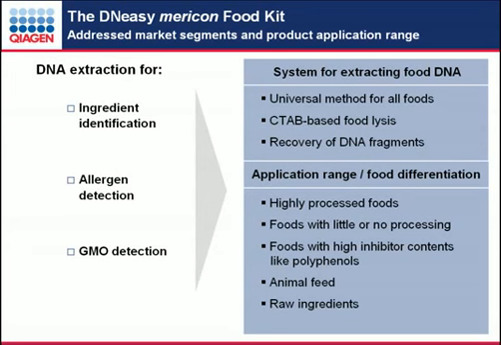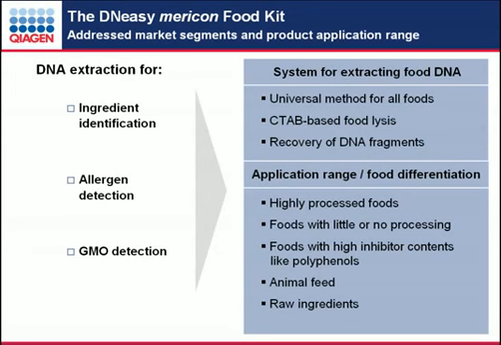So we went out to look for, or to develop, a universal method for all foods. So basically one solution would fit any kind of food. We looked at solutions that are out there and looked at CTAB, feeling that that was a very good, classical method for obtaining DNA from food. And then we also wanted to make sure that we could recover DNA fragments, because a lot of processing of food causes the DNA to become very fragmented, and there is information to be gained from fragments of DNA as long as you can recover those.